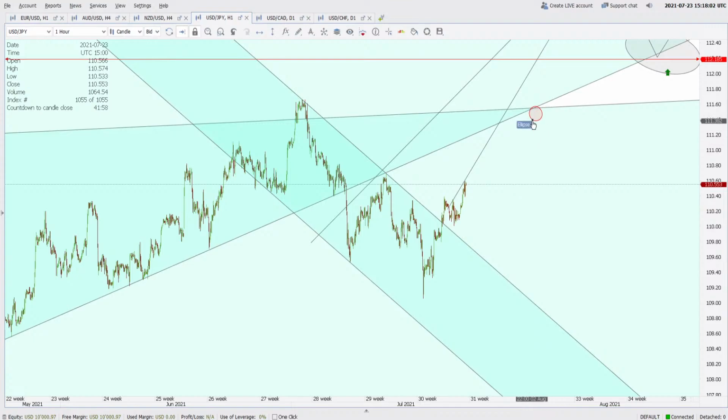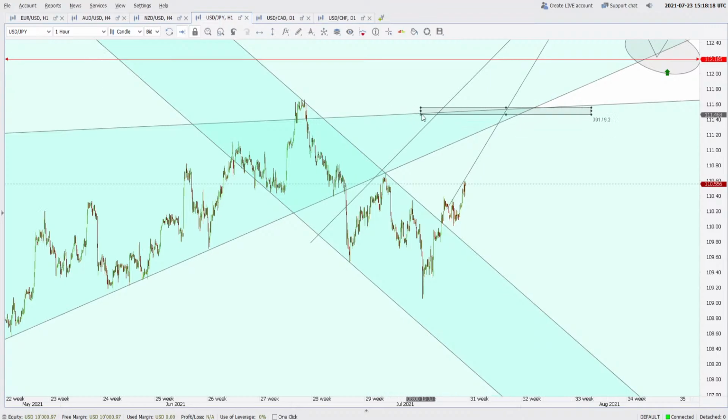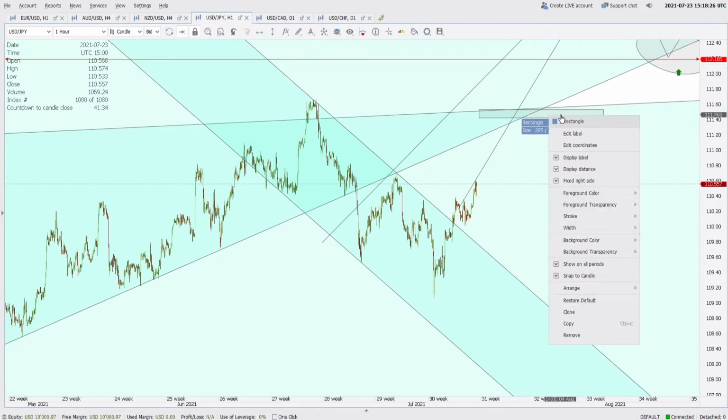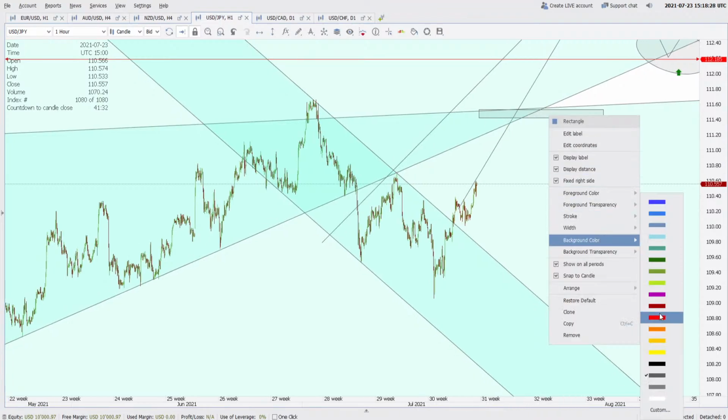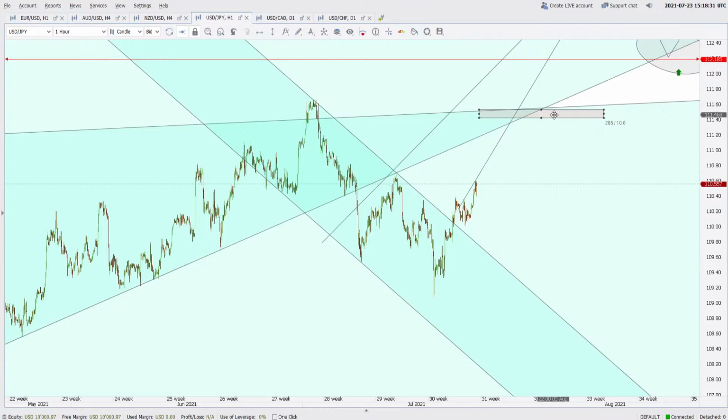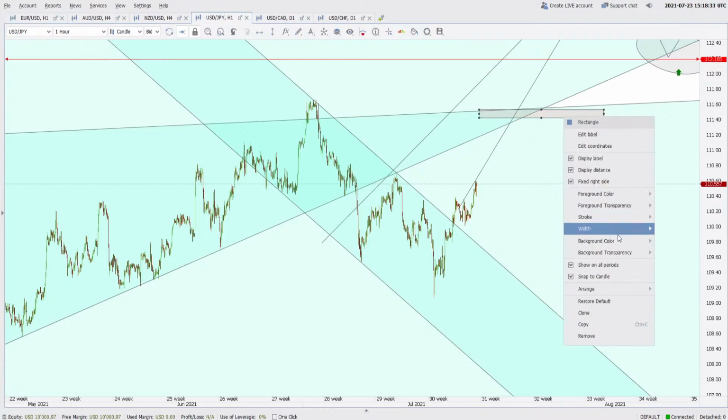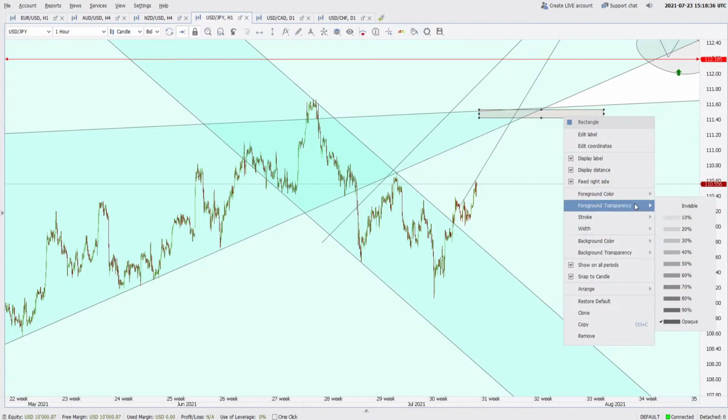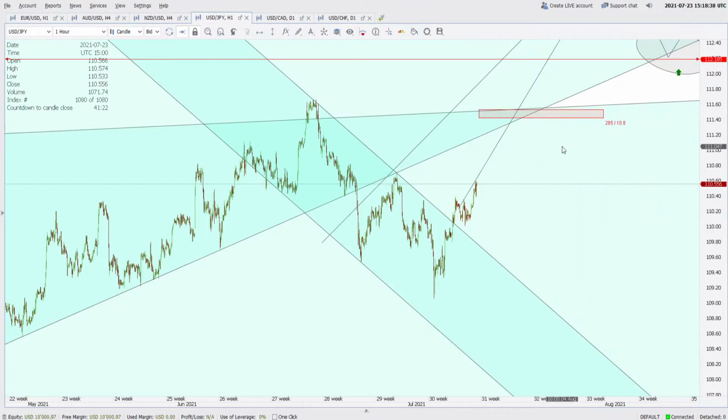Yes, this is the area which I am expecting to act as a resistance. So this area, rather than marking it like this, I will mark it with a rectangle like this. So this area you should keep an eye on as a resistance, and I am choosing the color to be red because from here I want to say that you have to stop here. This is the area of resistance for the USD JPY.